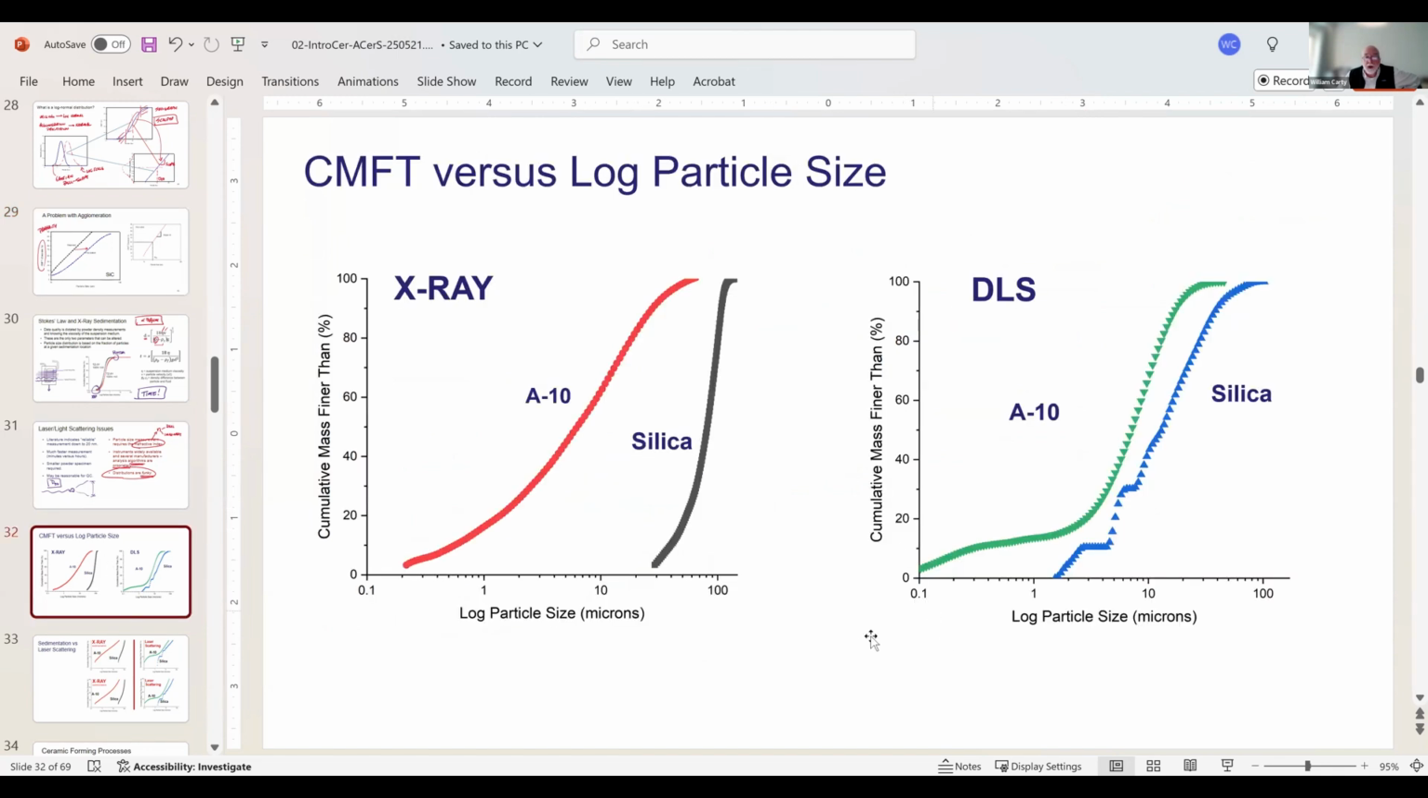applied that to laser scattering. And so this is laser here. This is X-ray sedimentation. So this is my cumulative mass finer than plots. Here's my A10, which is alumina. And here is silica. And this is the distribution that I get from the Centigraph.